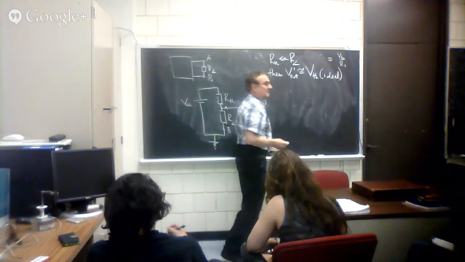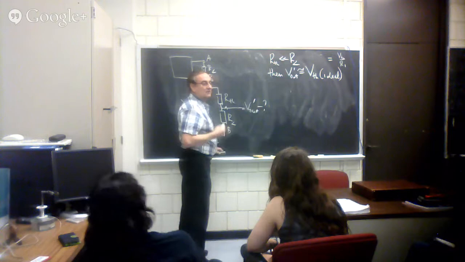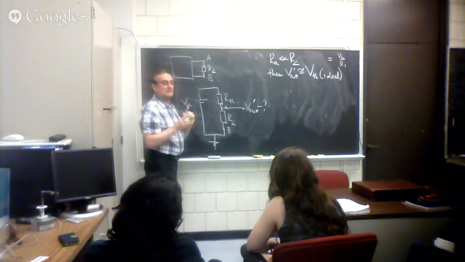Ideal in the sense that maybe I made the circuit to produce something between A and B, and I want to deliver that to my load. That's the idea that the original voltage was ideal.